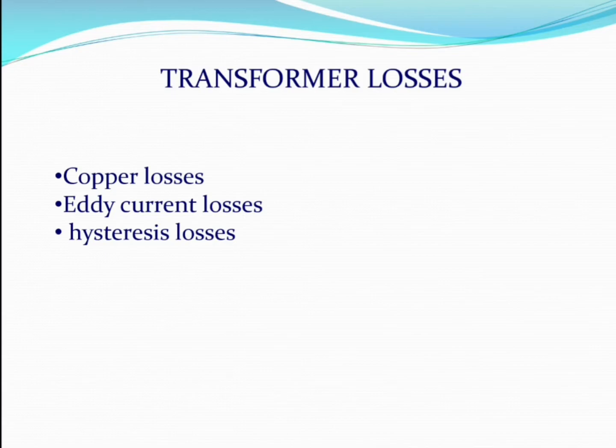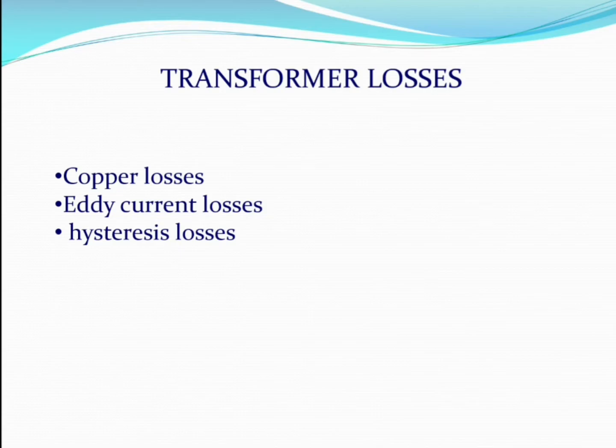The first method is we can use a laminated core. Now the use of laminated core will lead to increase in the path for the eddy current. The second one is in place of iron core, we can use high resistance silicon steel in order to reduce the eddy current losses. Now third one, that is the hysteresis loss.